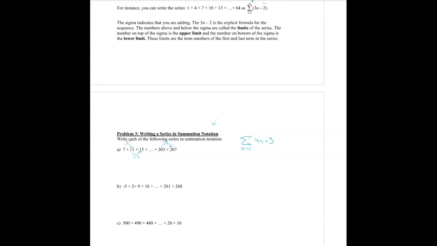I know that I've got my little formula from way back when, which is a sub n is equal to my explicit formula, which in this case is 4n plus 3. A sub n can be any term that I want it to be. So in this case, I'm going to make it my last term, which is 207, equal to 4n plus 3. I need to figure out what n is. Okay, so subtract 3, you should get 204 is equal to 4n. And then divide by 4, you should get, I believe, 51.